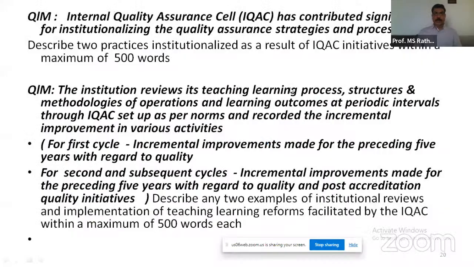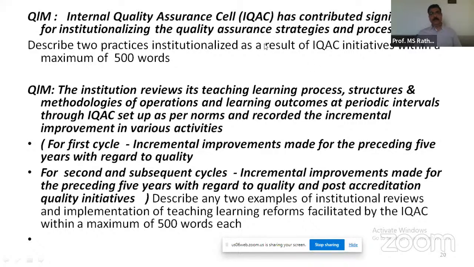So here in the criteria 6.5, there are 3 matrices. 2 are qualitative and 1 is quantitative. So you can see here in the first matrix, 6.5.1, that the internal quality assurance cell has contributed significantly for the institutionalization of the quality assurance strategies and process.